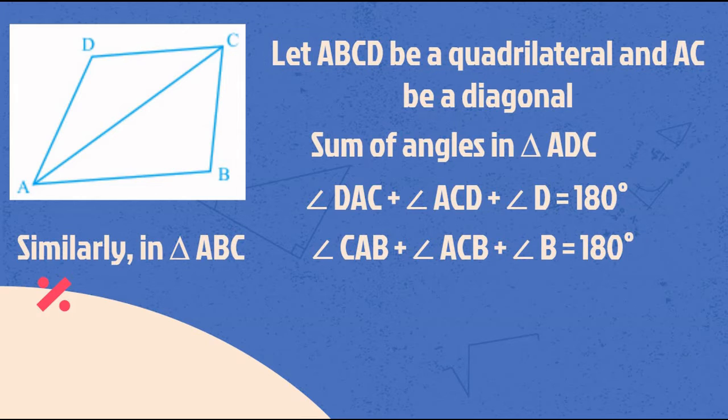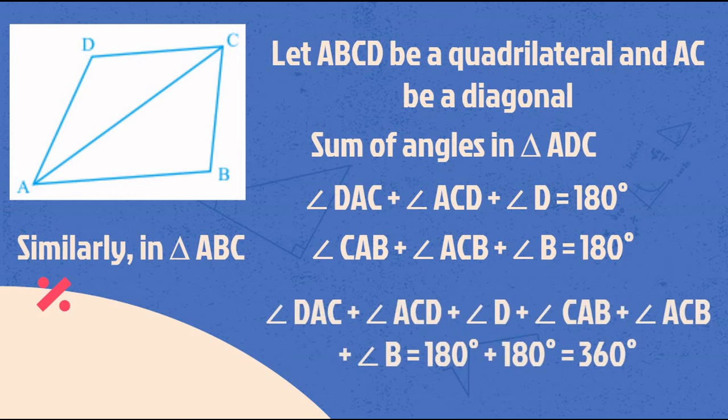Now let's make these equations 1 and 2: angle DAC plus angle ACD plus angle D is 180 degrees, that is equation number 1, and angle CAB plus angle ACB plus angle B is equal to 180 degrees. Let's make it as 2. So what do you think we will get when we add equation 1 plus equation 2? It would be somewhat like this.